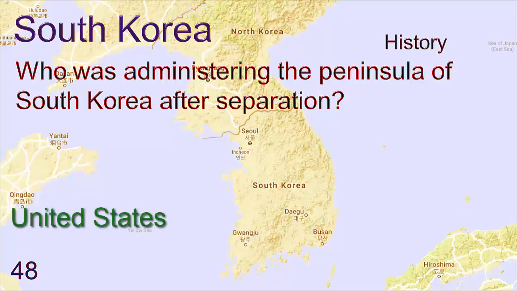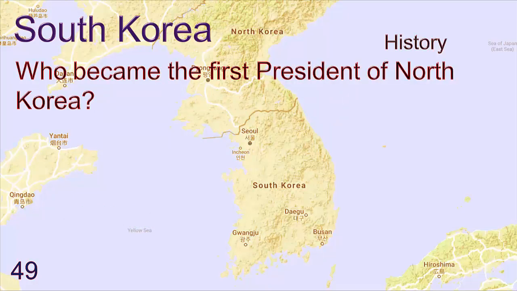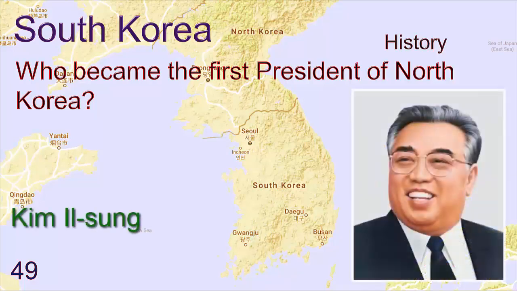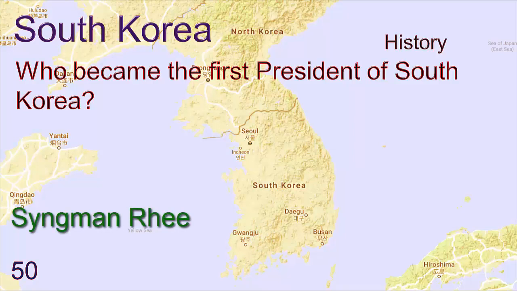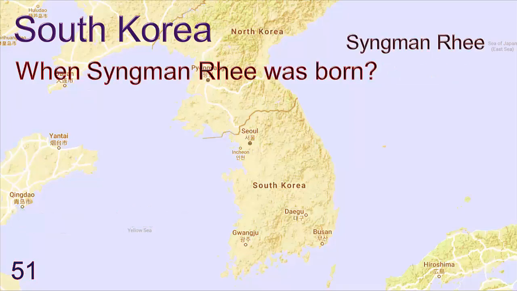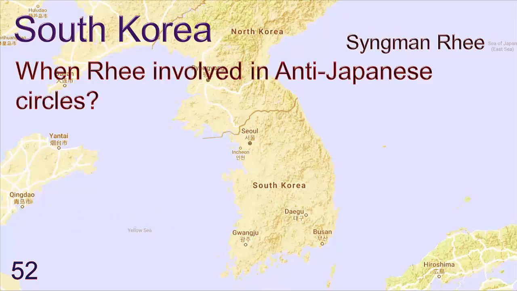Who was administering the southern part of the peninsula after separation? United States. Who became the first president of North Korea? Kim Il-sung. Who became the first president of South Korea? Syngman Rhee. When was Syngman Rhee born? 26 March 1875.